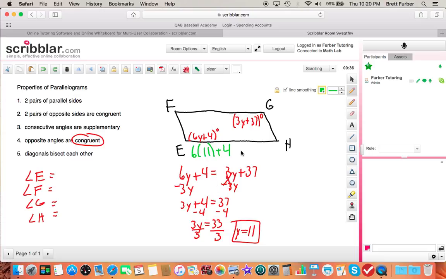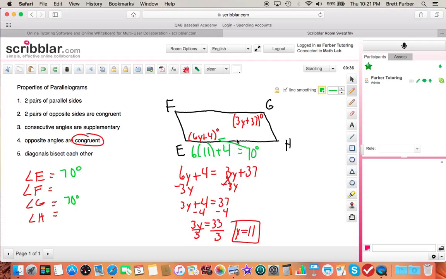That's going to give me 66 plus 4, so that means that angle E is a 70-degree angle. So I'll write that here. And if E is a 70-degree angle, so is G. So I'm going to write that for G as well, because they're opposite and opposite angles are congruent. So what we have left to fill in are F and H.